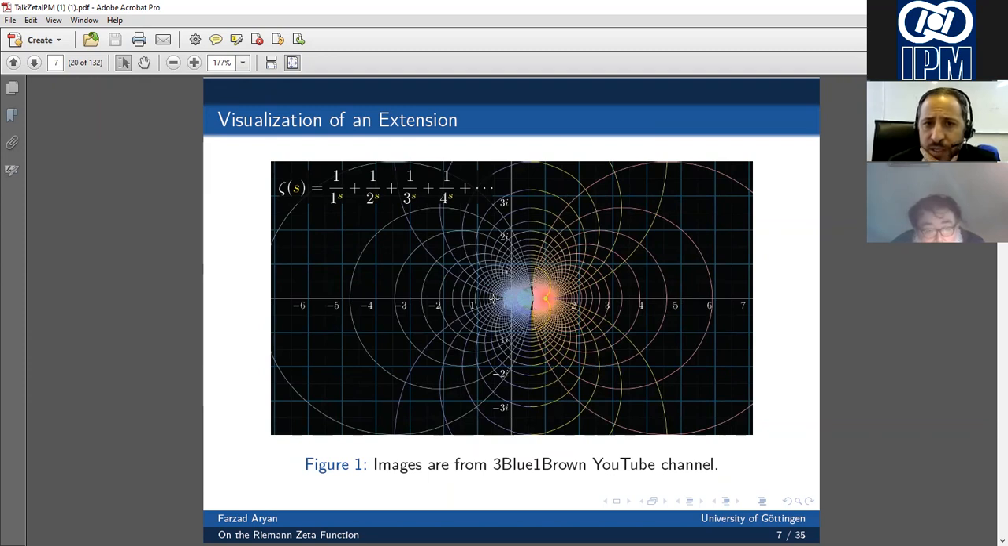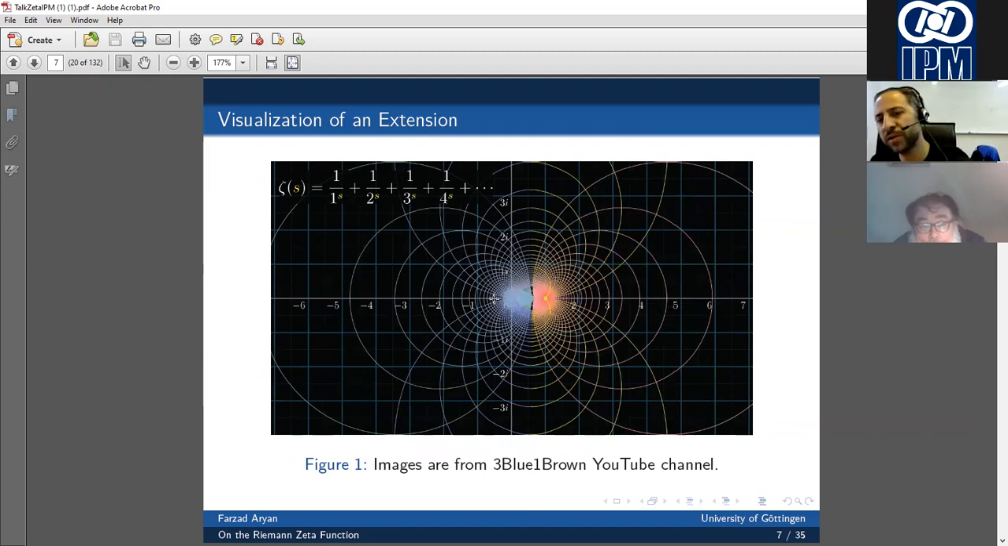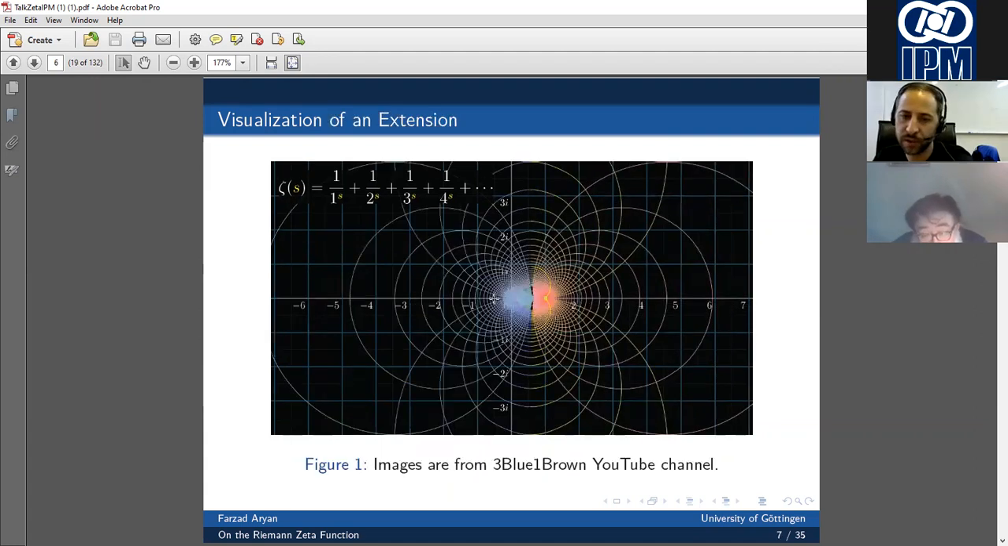So now that I have zeta well-defined on the whole complex plane, this is my explanation of what analytic continuation kind of means. It means that you want to preserve these angles. Between the grids you have a 90 degree angle, and in the extension you want to preserve this angle.